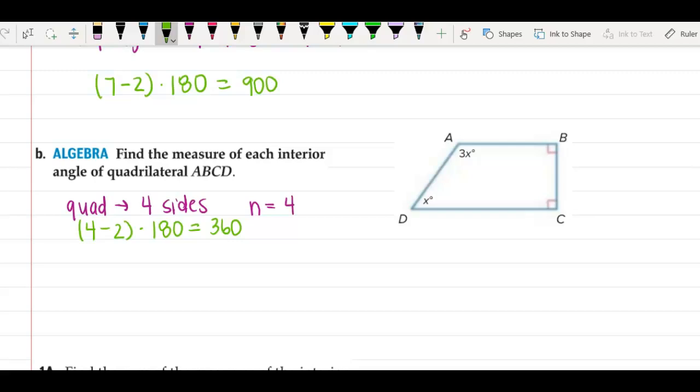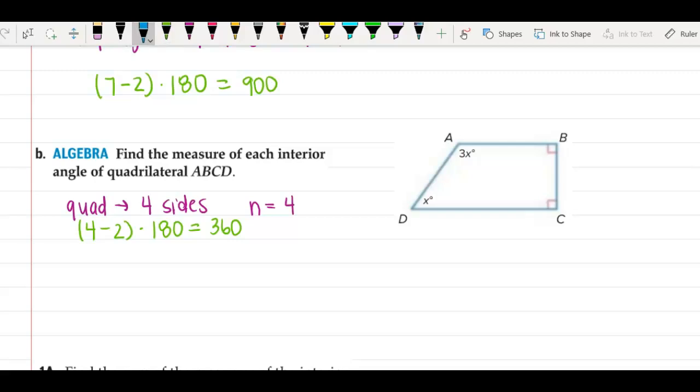Okay, this is one that you might want to remember. We already know our triangles. Quadrilaterals are just right behind it. Quadrilaterals for the rest of this unit are going to come up a lot. So when you see a quadrilateral, just remember that the angles would add up to 360.